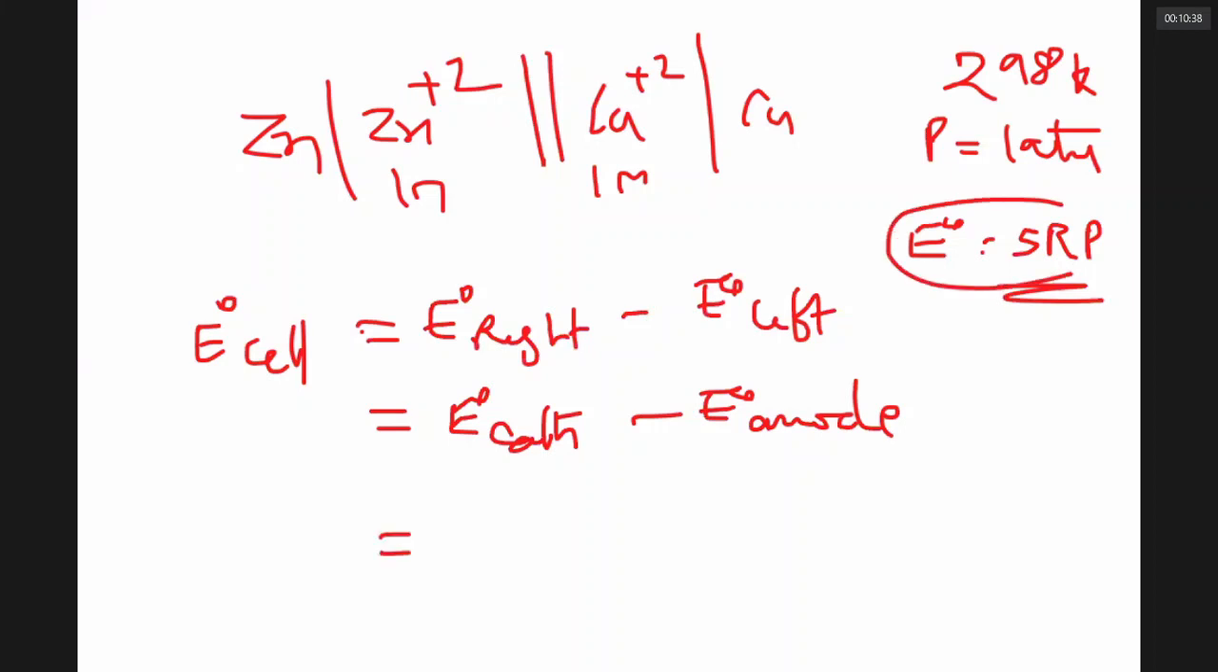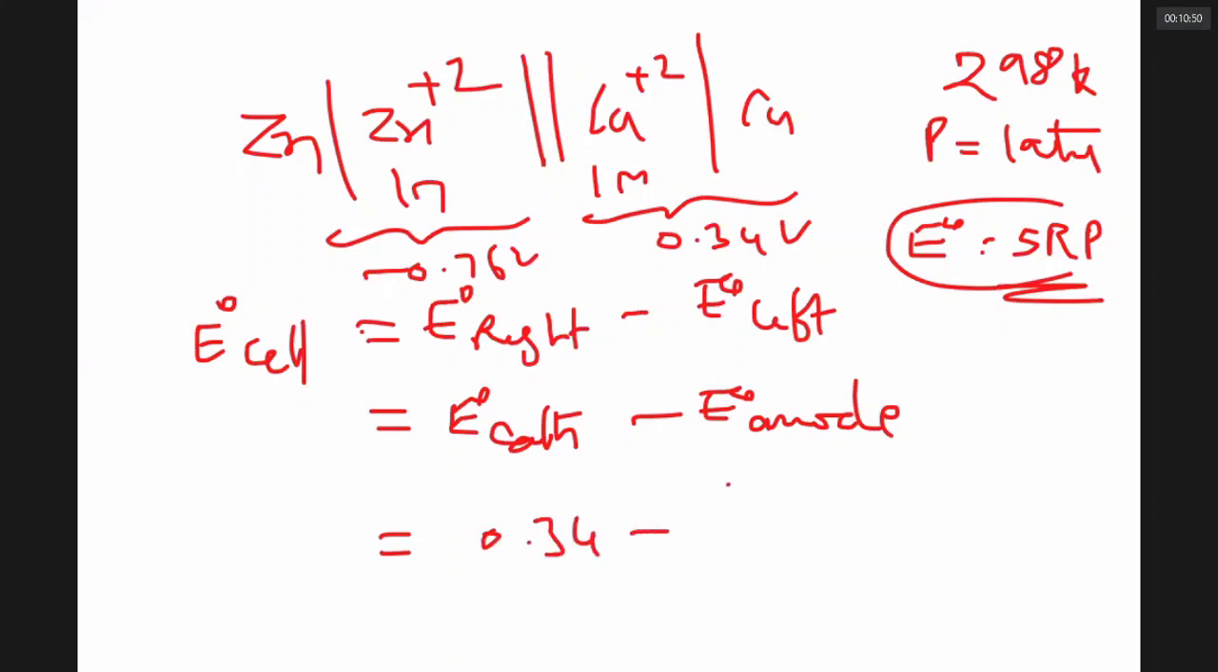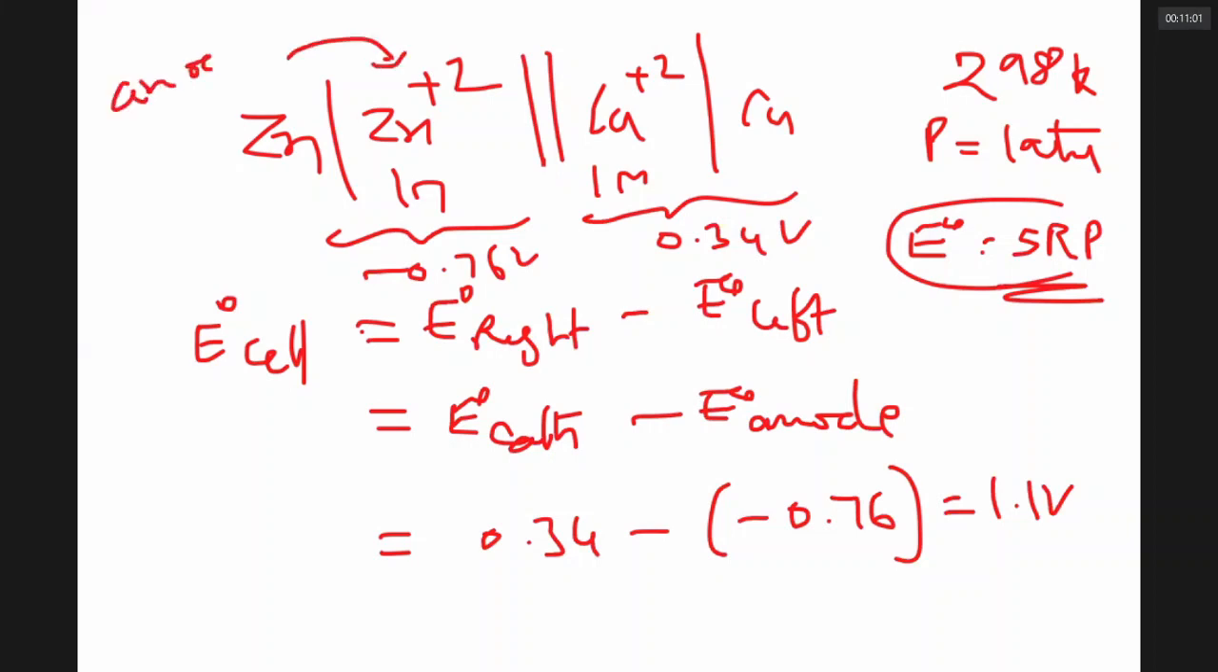Now, E right value of this electrode is 0.34 volts. It is minus 0.76 volts. So E cell is equal to 0.34 minus of minus 0.76 is equal to 1.1. Any problem? It is losing electrons and it is an anode. It is gaining electrons and it is a cathode. Electrons are flowing from anode to cathode, and the current flow direction is cathode to anode in the external circuit.